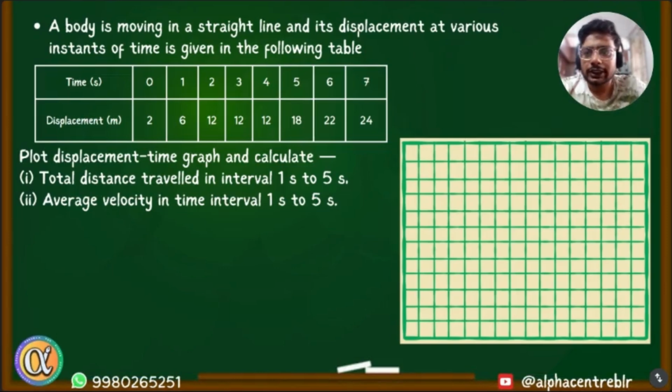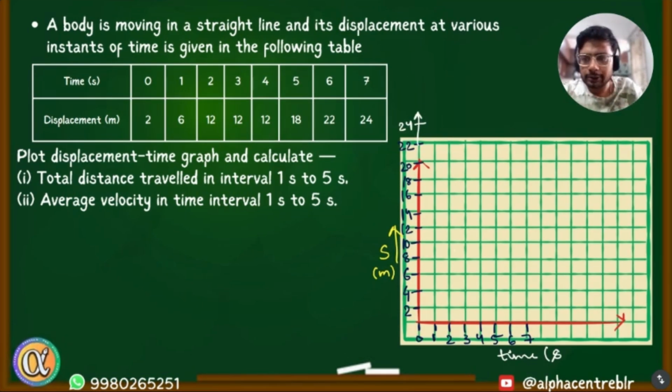Let's see. Okay, please see the question. It says a body is moving in a straight line and its displacement at various instants of time is given as following. Plot the displacement time graph and calculate the distance traveled in the interval of 1 second to 5 seconds, and also the average velocity in the time interval 1 to 5 seconds. I think the first target is to draw the displacement time graph.